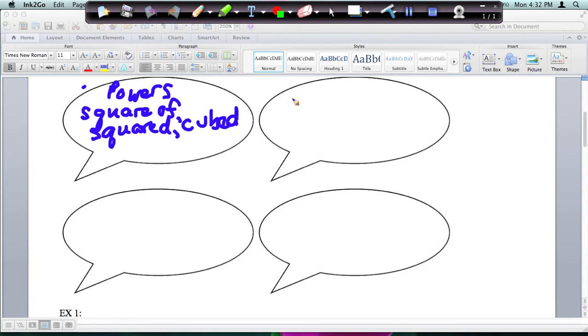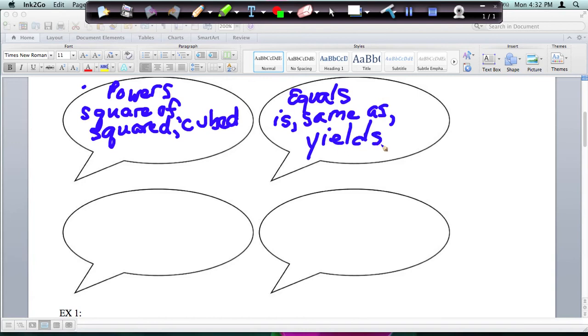And then the other one would be equals. You see this a lot when you're dealing with percentages. You would see the word is, and that would mean equals. Besides the word equals, you could also see same as and yields. So the result yields a certain number means it equals a certain number. And then one more, amounts to.